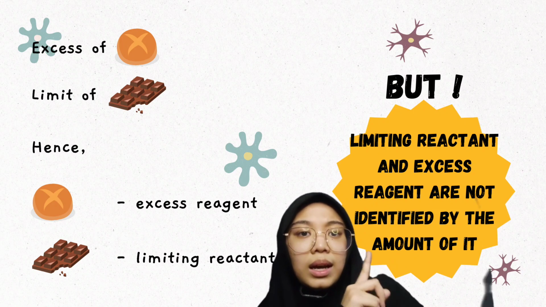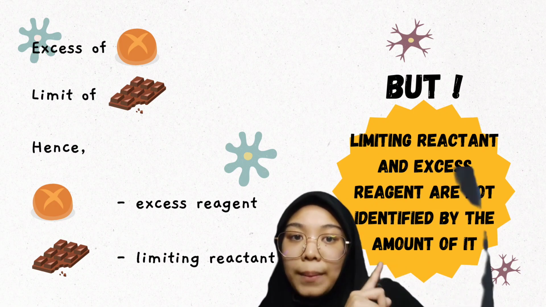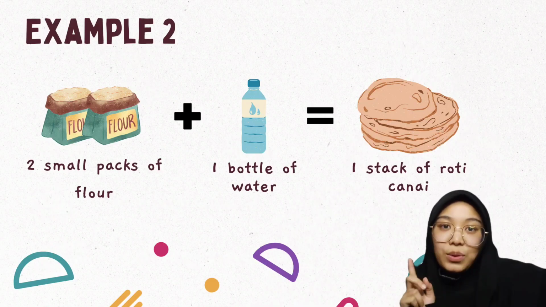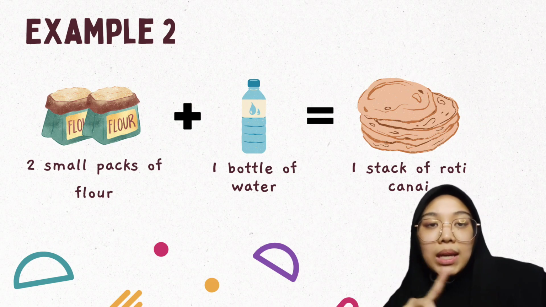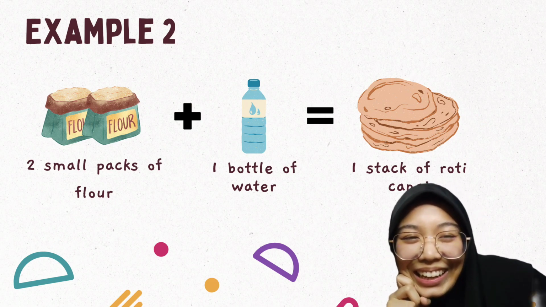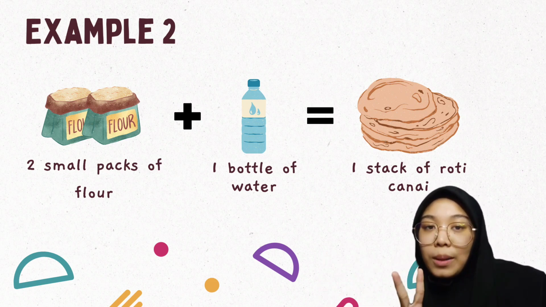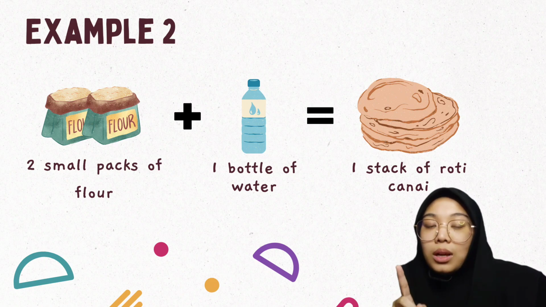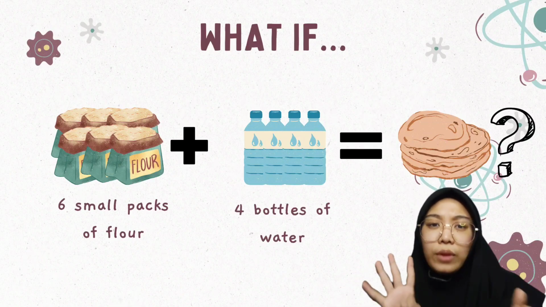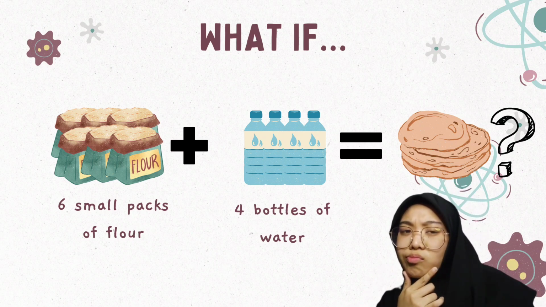For a reminder, limiting reactant and excess reagent are not identified based on their amount or value. What does it mean? The second analogy we have here is making a stack of roti canai. Wow, roti canai! Okay, let's focus. To make a roti canai, we need 2 small packs of flour and 1 bottle of water. So what if we have 6 small packs of flour and 4 bottles of water? How many stacks of roti canai could be produced?